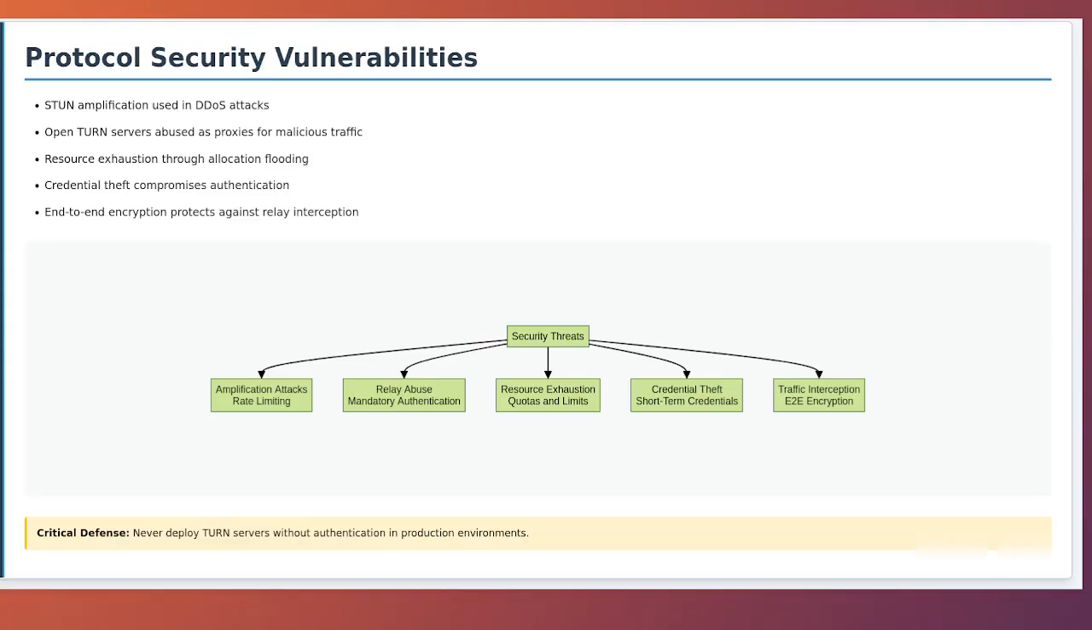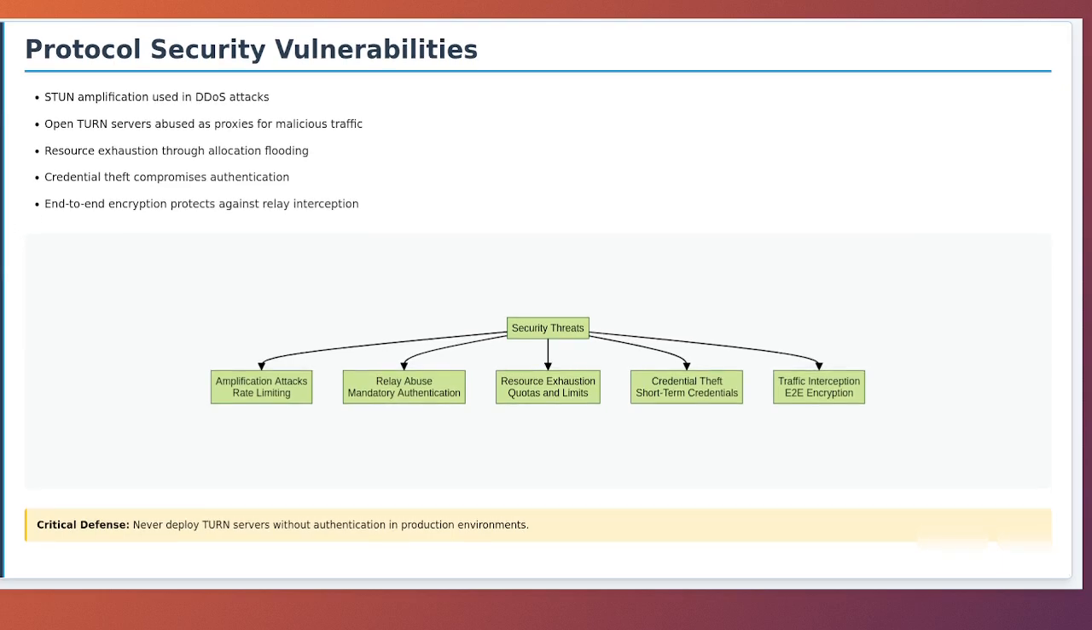While STUN's amplification factor is relatively low compared to protocols like DNS or NTP, it can still be used as part of a distributed denial of service attack. Mitigation includes rate limiting based on source IP addresses and implementing response rate limiting to prevent the server from being used as an amplification vector.